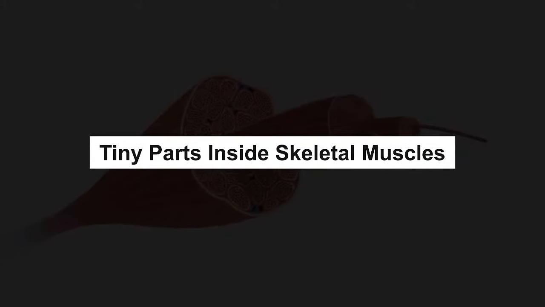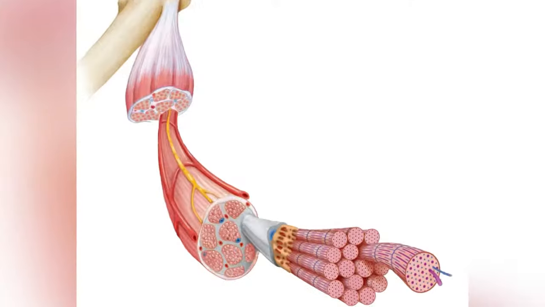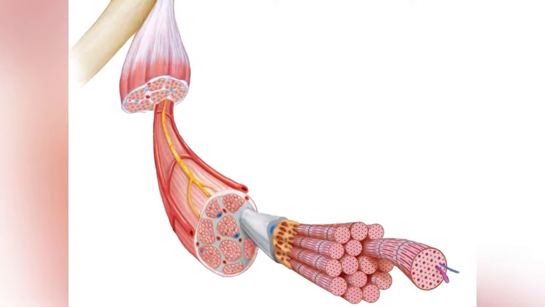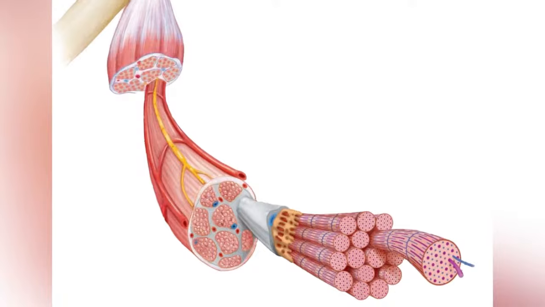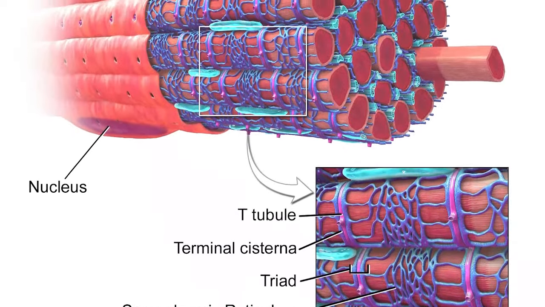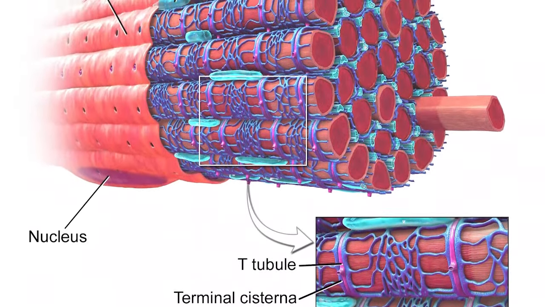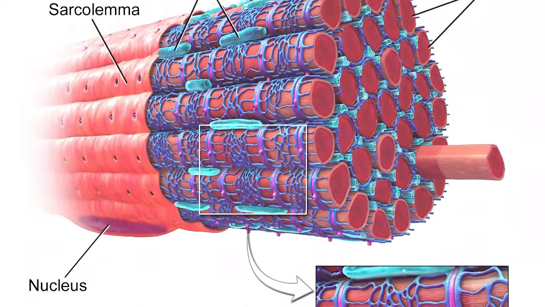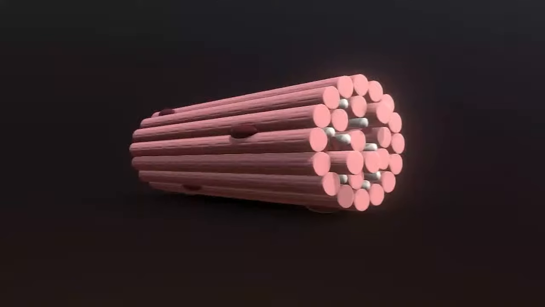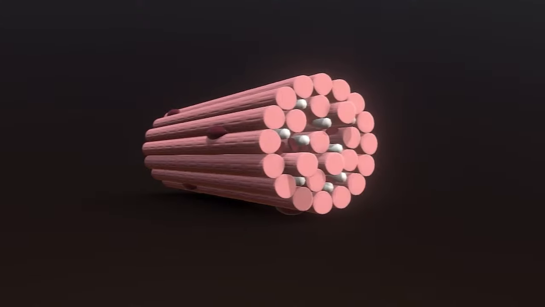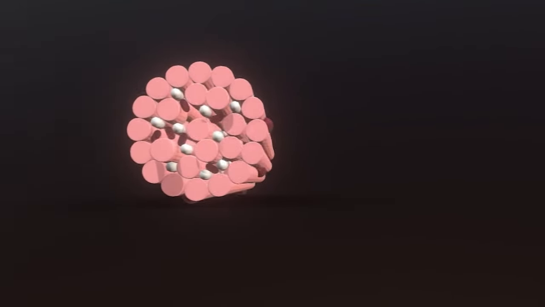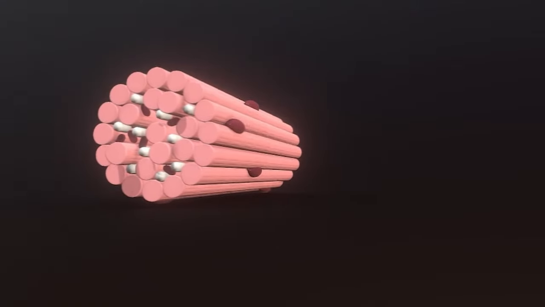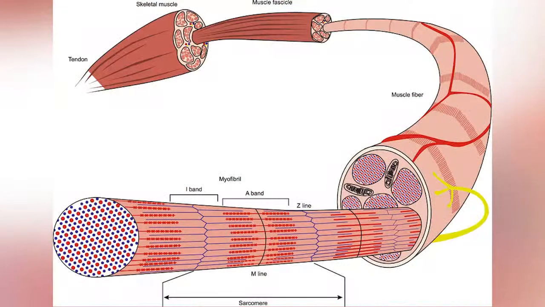Tiny parts inside skeletal muscles. Let's zoom in. Each muscle is made of fibers. These fibers are like long ropes wrapped in a skin called the sarcolemma. Inside them is jelly-like stuff, sarcoplasm, filled with even smaller ropes called myofibrils. Each myofibril is divided into tiny sections called sarcomeres. Sarcomeres are the parts that actually help the muscle squeeze and pull. They have two kinds of threads.